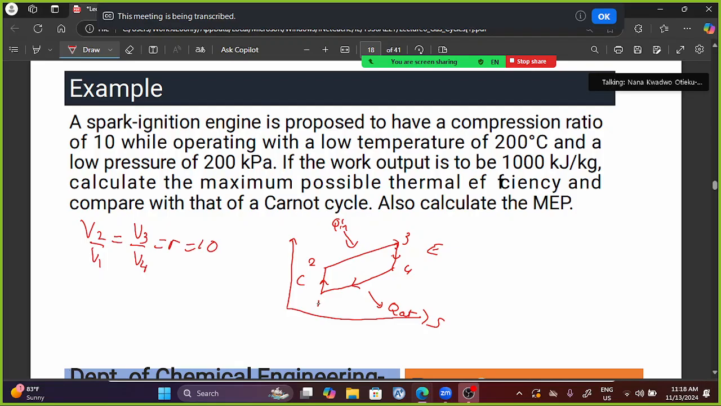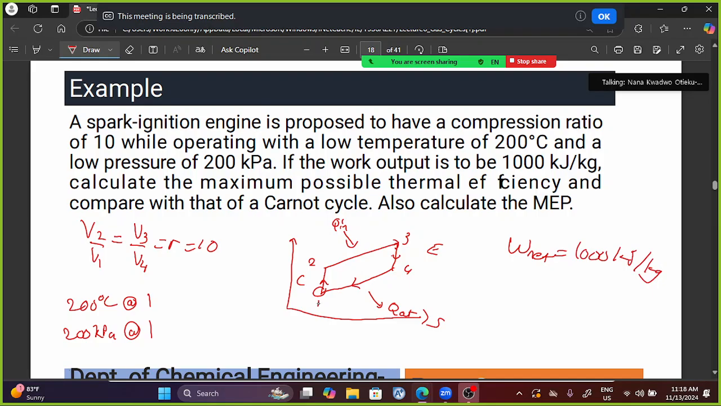A low temperature of 200. So the low temperature would occur at point 1. That's the lowest temperature. If the question says a high temperature, that's point 3. Right? So a low temperature of 200 degrees Celsius, so at point 1, I have 200 degrees Celsius, and then I have 200 kPa at point 1. Right? And then if the work output is to be 1000 kilojoule per kilogram, so I have my net work to be 1000 kilojoule per kilogram.